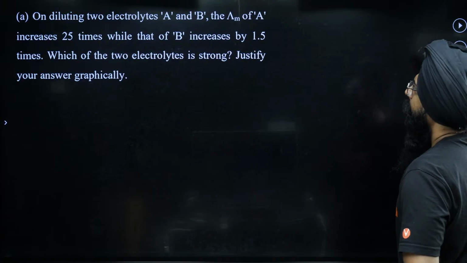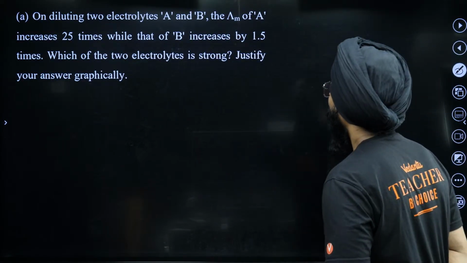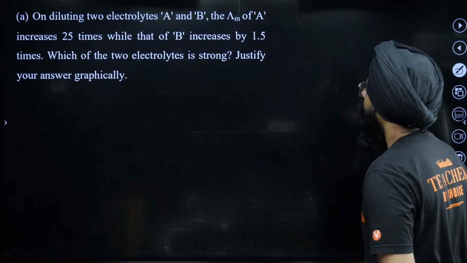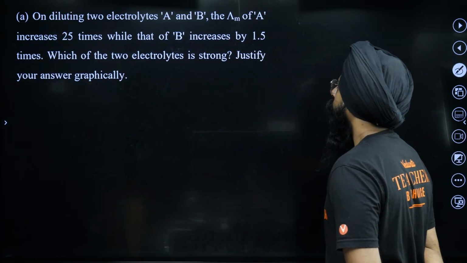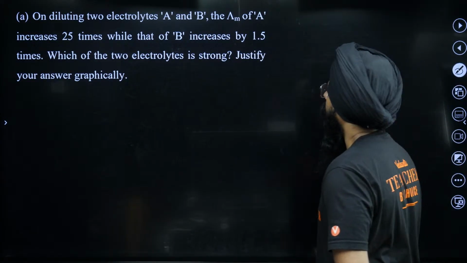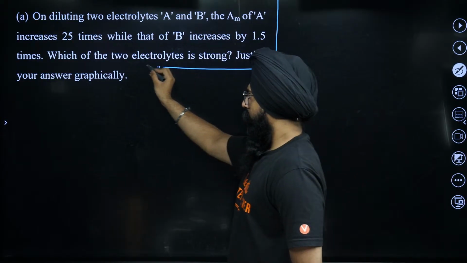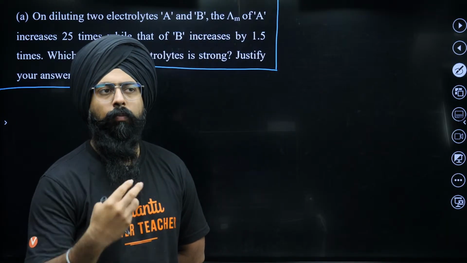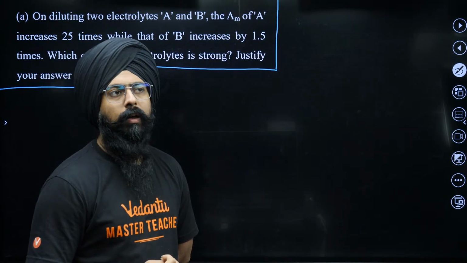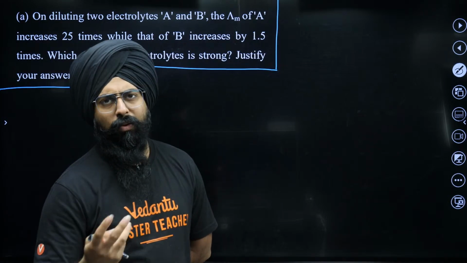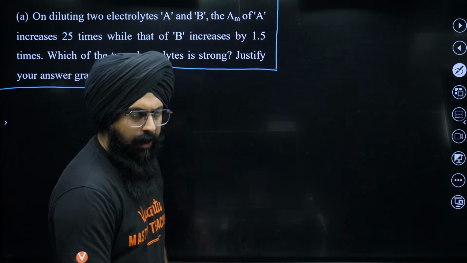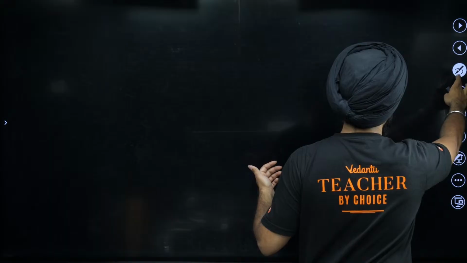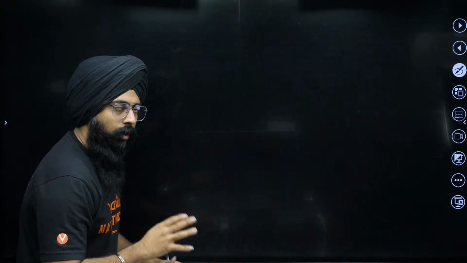All right, next. On diluting two electrolytes A and B, the lambda molar of A increases 25 times, while that of B increases by 1.5 times. Which of the two electrolytes is strong? Justify your answer graphically. People, to understand this, we need to revise some ideas about conductivity, molar conductivity, limiting molar conductivity, specific conductivity, etc., all those ideas. So let's do that revision first, and after that revision we'll come back to this question. This has to come from a certain graph that is given in the NCERT. So we'll revise that graph also because graphical questions are also asked.